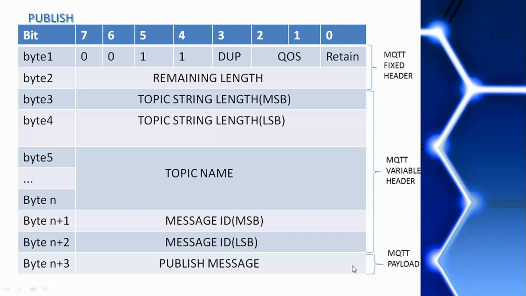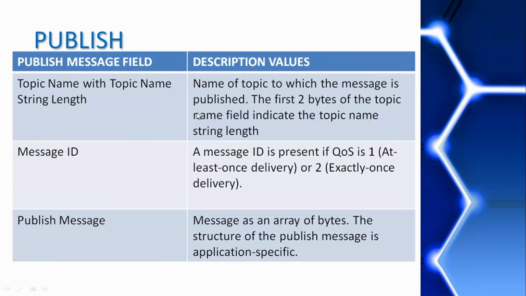So, the topic name, with the topic name string length, consists of the name of the topic to which the message is published. The first 2 bytes of the topic name field indicate the topic name string length. Okay. Message ID, which is a packet identifier; as we have already seen the packet identifier properties in the previous lectures.